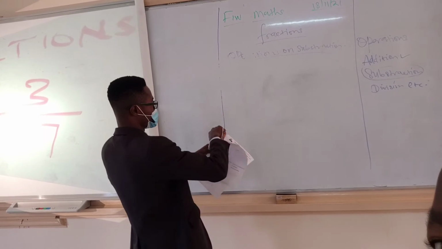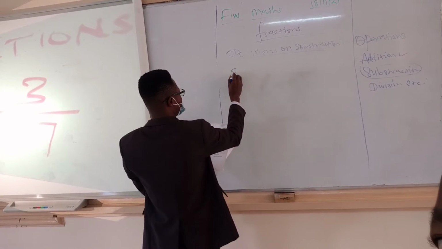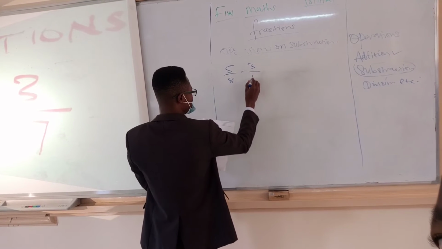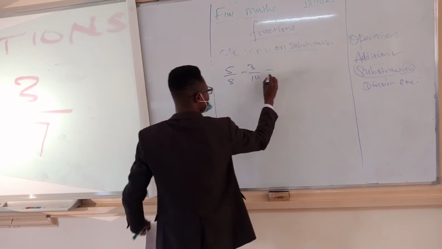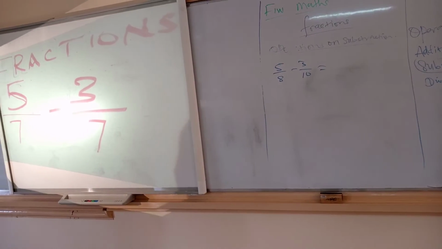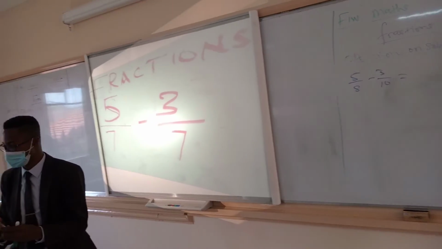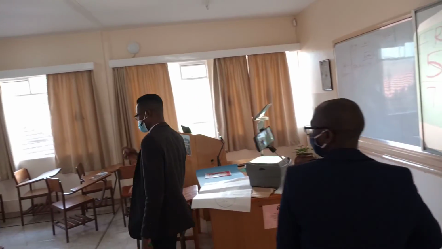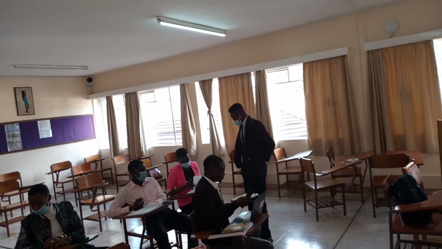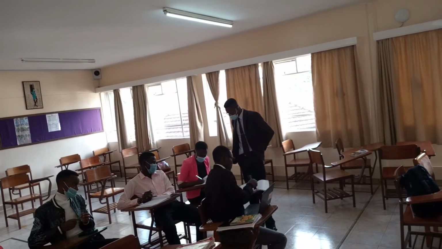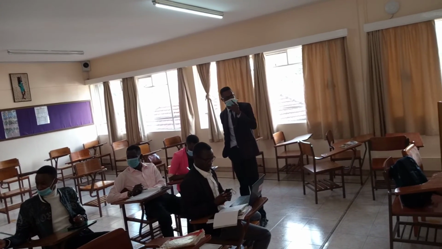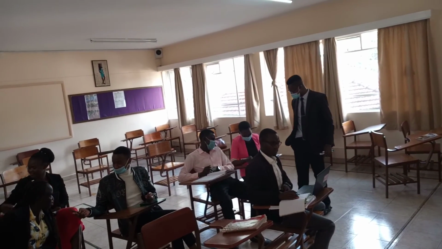Assuming you have this question, 5/8 minus 3/10. So what we are supposed to do there, try to work in pairs. Try to see what you can do there as I move around and see what you're doing in your book. You can see you are getting the concept. Here we are having 5/8 minus 3/10.